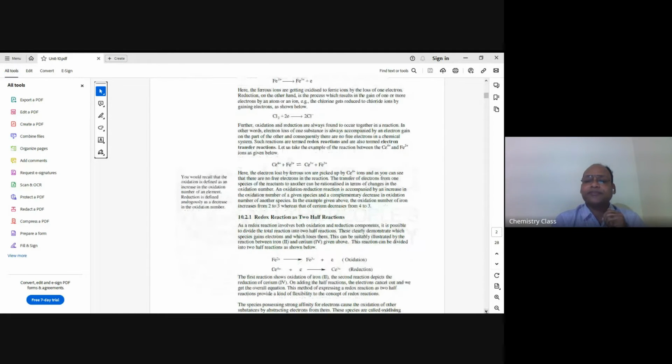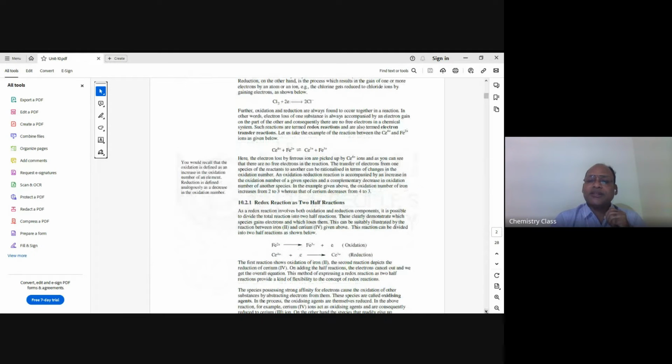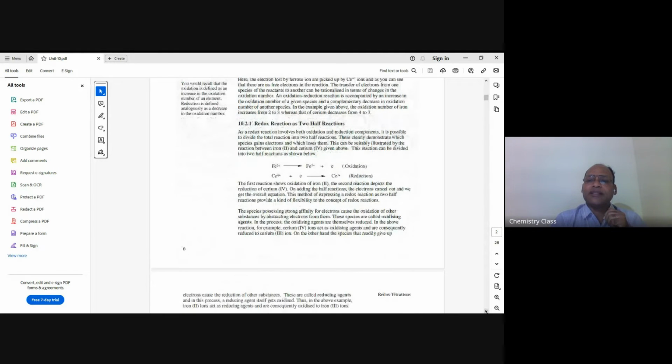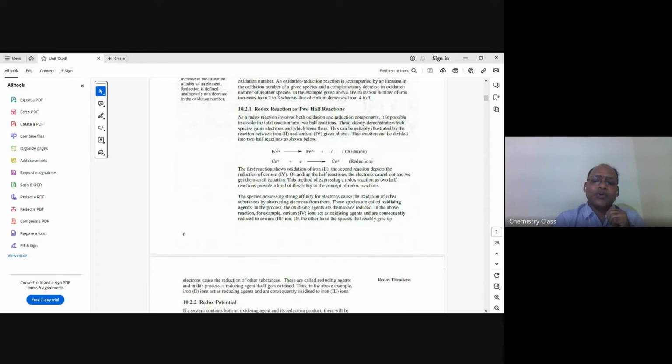As you know, redox reactions have great application in industry. If you think of the battery you are using, a redox reaction happens in that battery. One side goes for oxidation, and the other side goes for reduction.